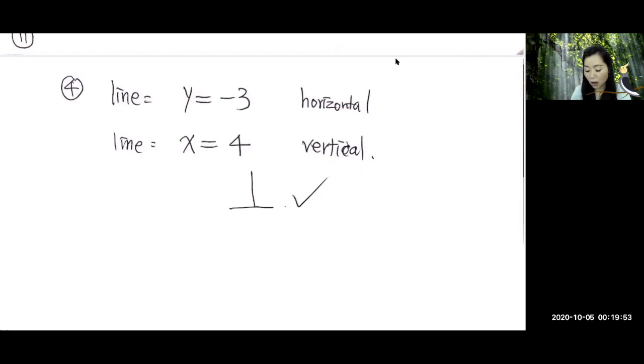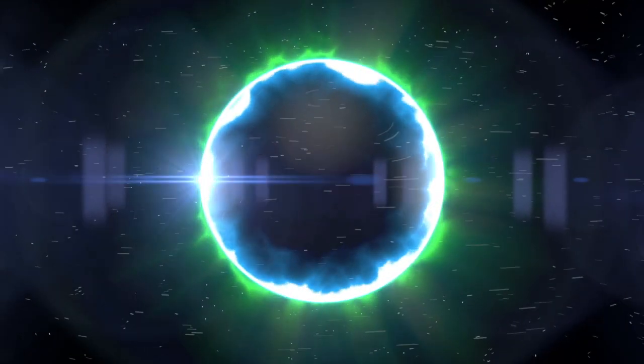Now, a horizontal line and a vertical line are perpendicular to each other. So the answer here is they are perpendicular to each other. Okay.